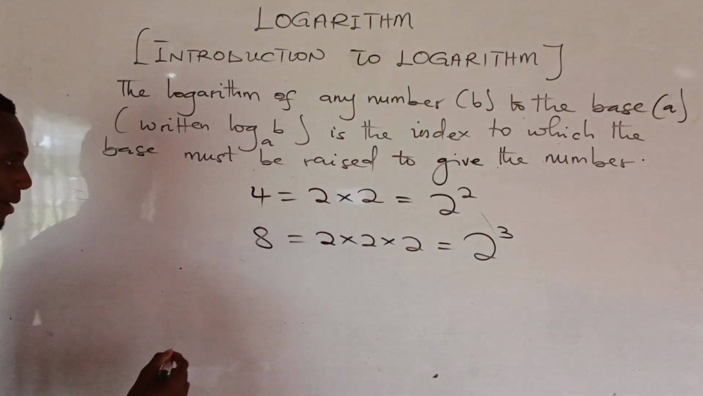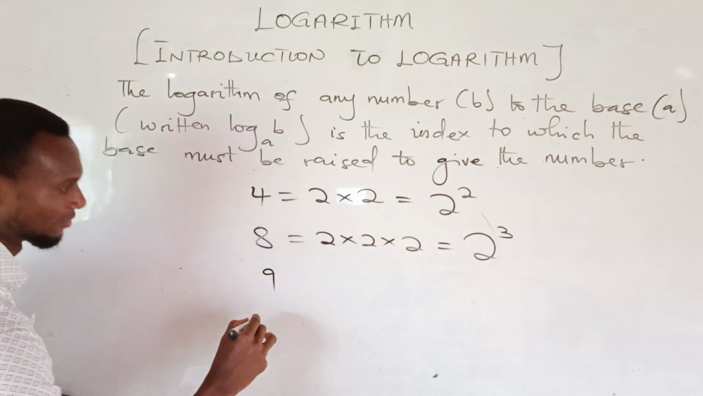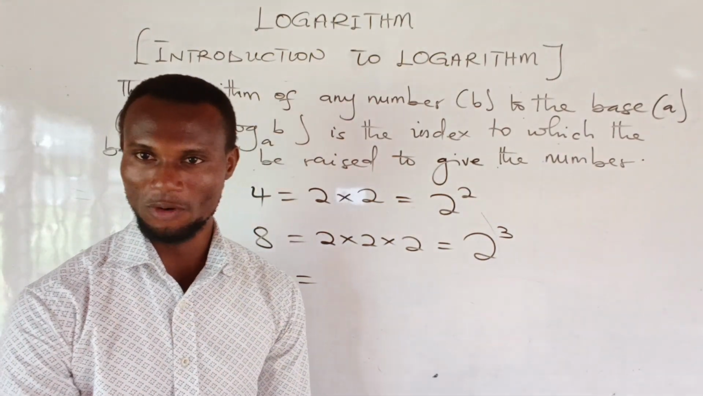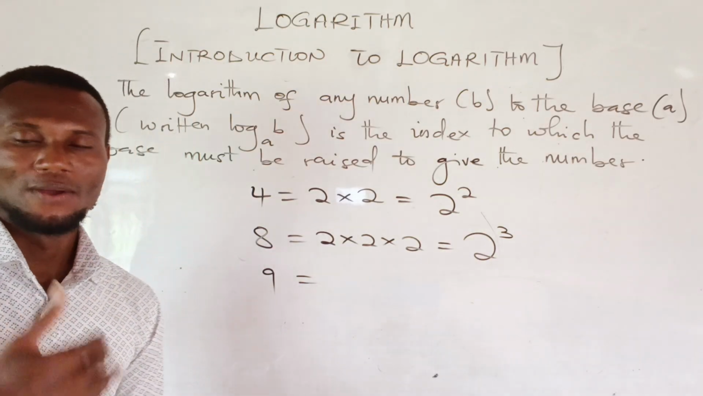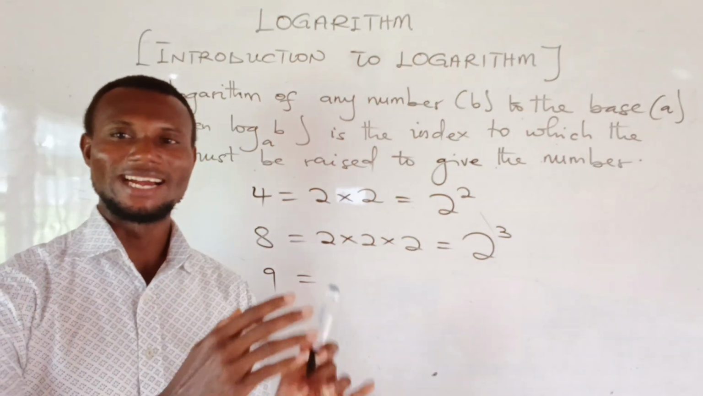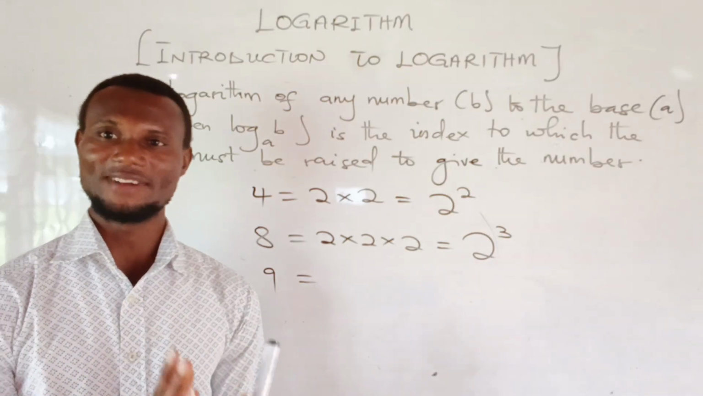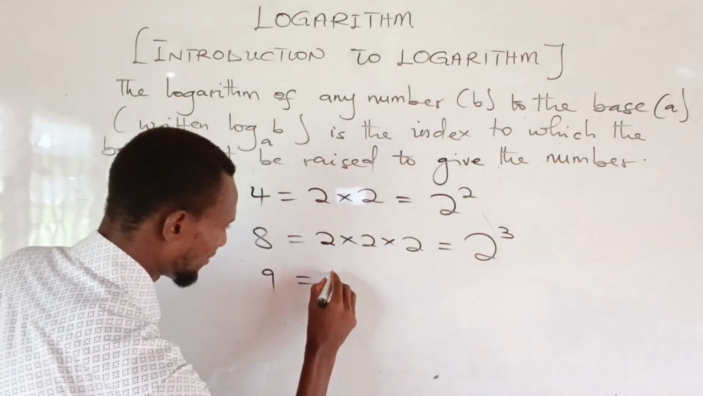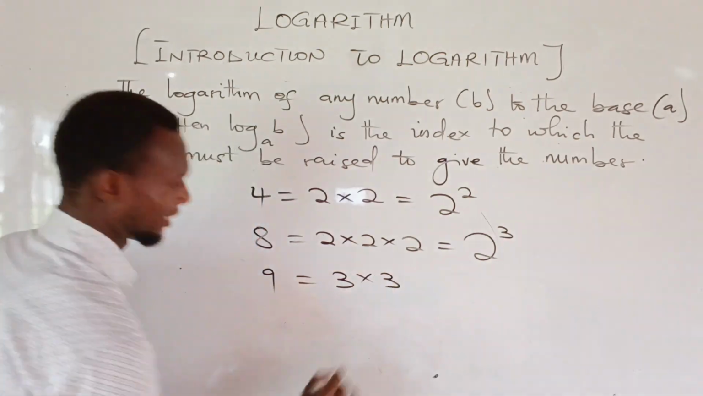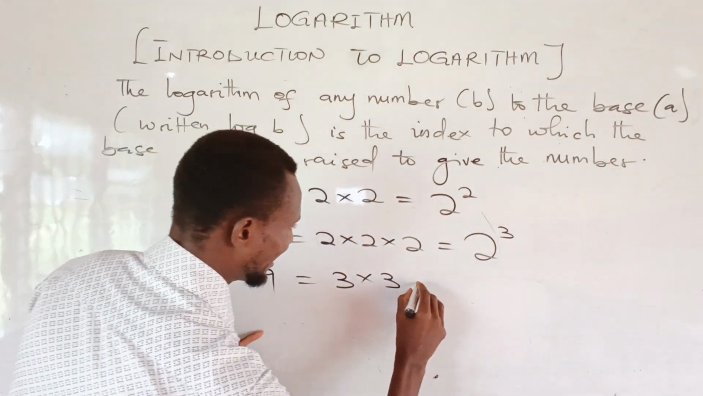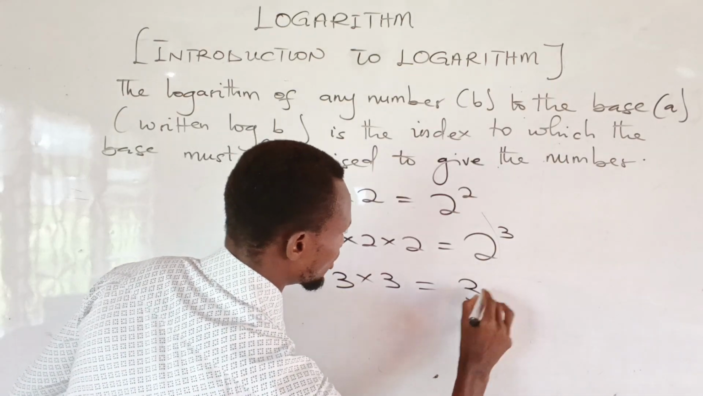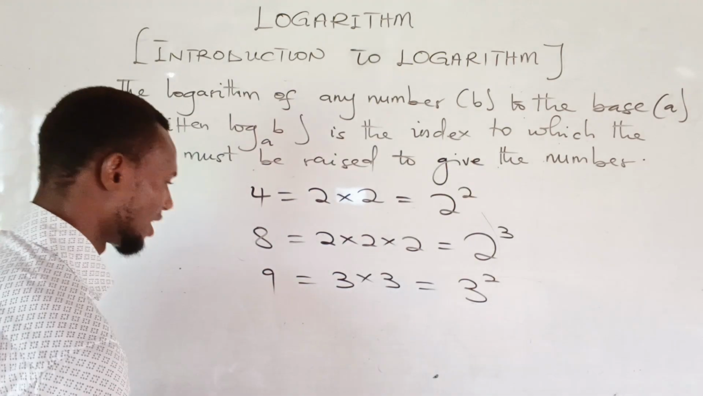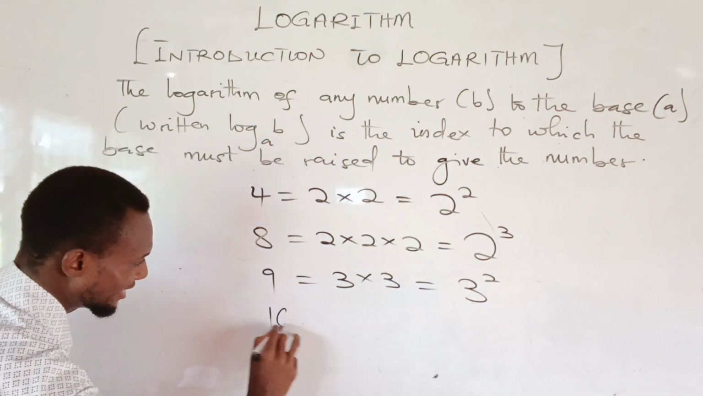One more example. Let's say I have 9, and I'm to express 9 in index form. Don't forget, it simply means that we are looking for another number that will multiply itself several times to give the 9, and that will be 3. I hope you agree with me, because when we do 3 times 3, it results in 9. So 9 in index form is going to be 3 to the power 2. I hope you understand. The very last one, let's say I have 16.